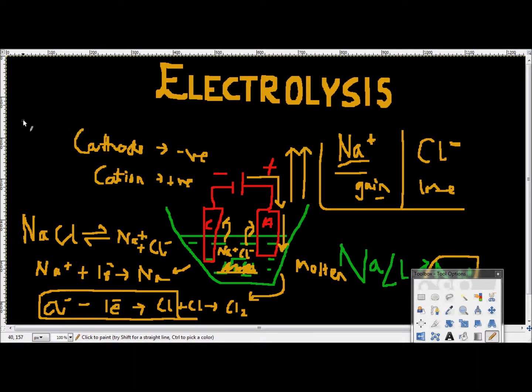Electrolysis, to sum up again, just the definition: it's a process where any substance, which is called the electrolyte, is broken up into the ions that it's composed of via electric current. That's the basis of this chapter. Okay, so we'll be back for the next section. In the next section we'll be dealing with certain cases, certain electrolytes. So see you then.